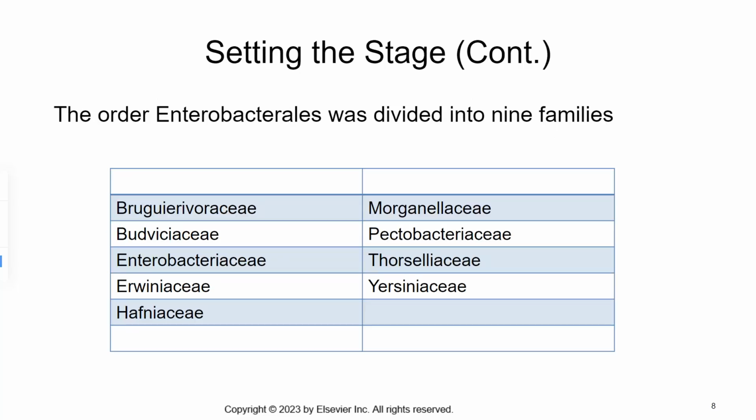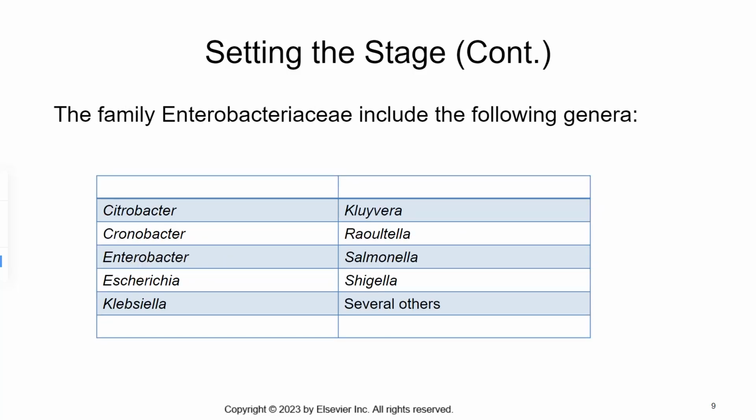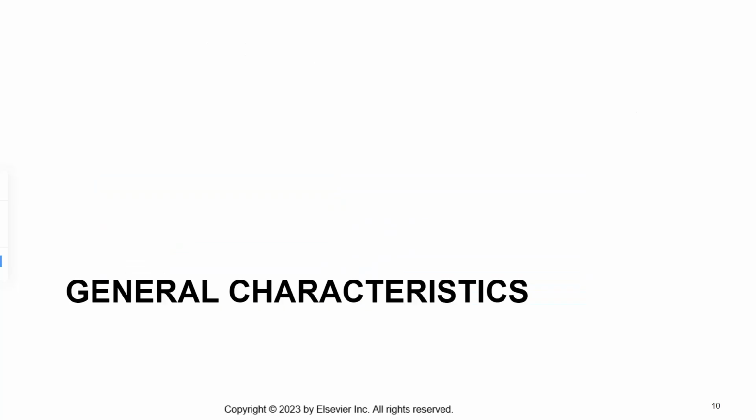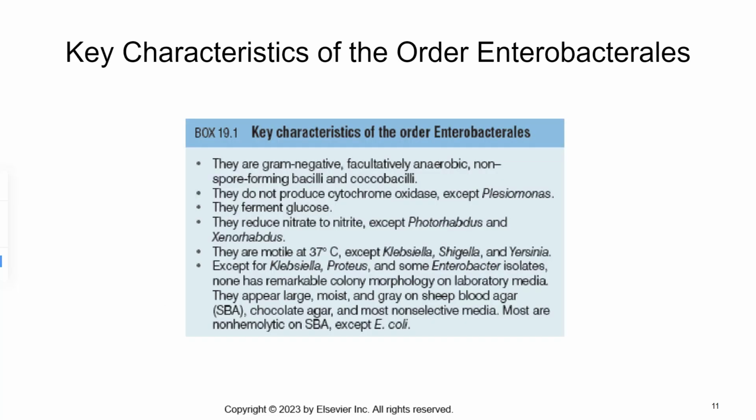Enterobacterales is divided into 9 families, listed here, and it includes the following genera. So general characteristics are listed here: gram-negative, facultatively anaerobic, non-spore-forming bacilli and coccobacilli. They don't produce cytochrome oxidase except for Plesiomonas. They ferment glucose. They reduce nitrate to nitrite, with few exceptions.